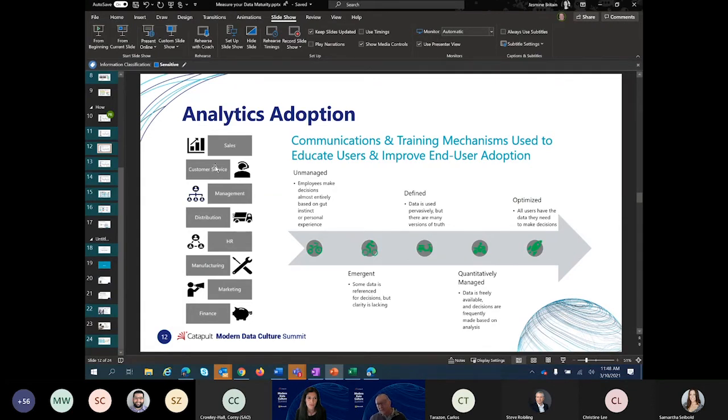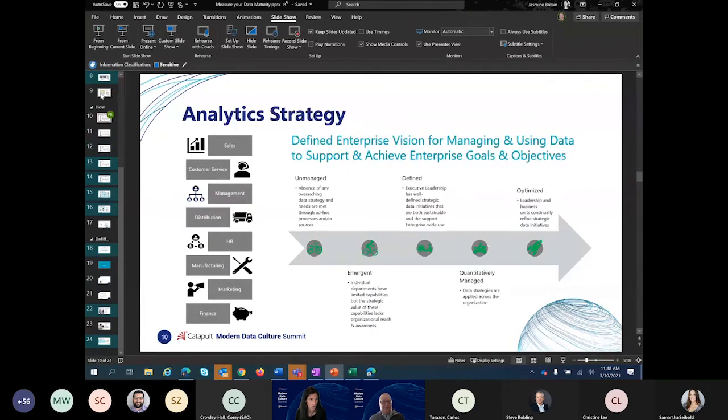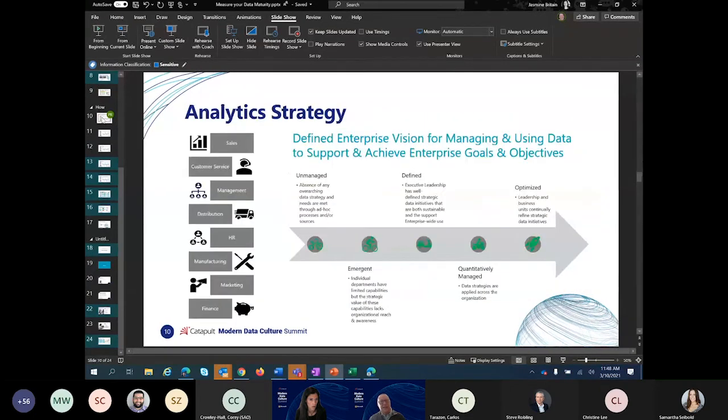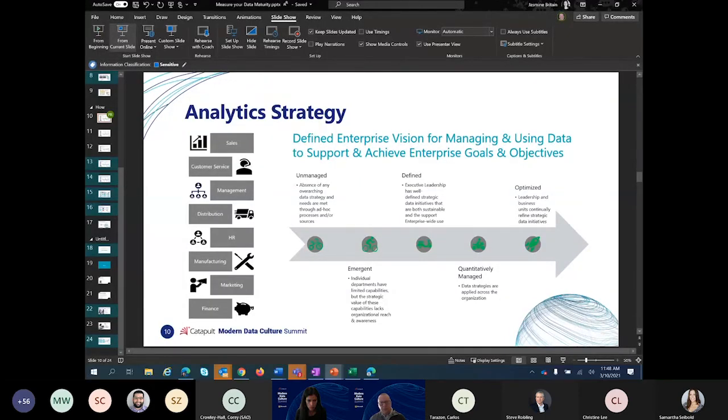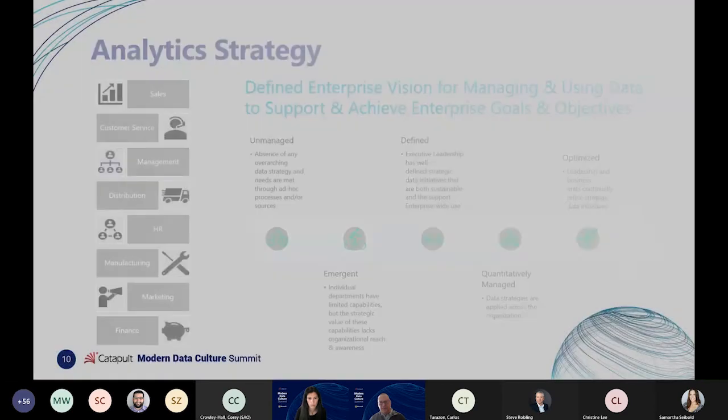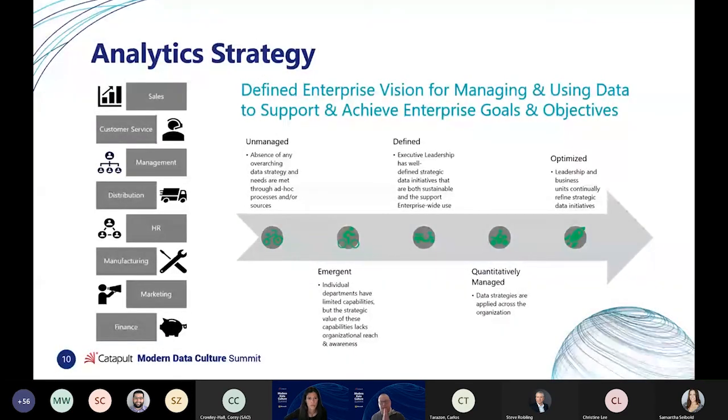So, analytic strategy. Within the strategy, we start our conversations not by talking about what I commonly hear in these workshops: we want to make data-driven decisions, and that's great. But that's an objective. What we want to understand is the strategy. So when you say we want to make data-driven decisions, we need to break that down and ask, why do you want to make data-driven decisions?